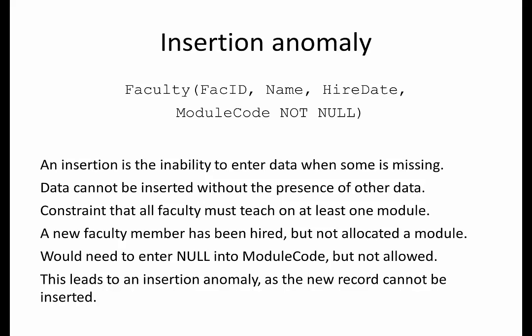So under this stage, we'd need to enter null in the module code, but that's not allowed. This leads to an insertion anomaly because we've got information on our new faculty member, but we can't enter it because we don't have certain information as required in the model. Now you may be saying, well, just redesign your model. Yes, of course, that's what you do. But this is an example of an insertion anomaly.